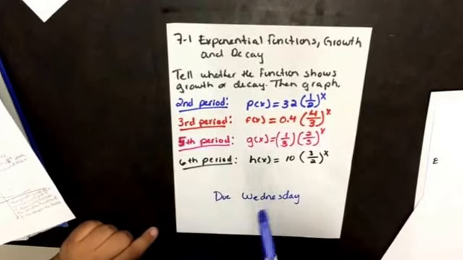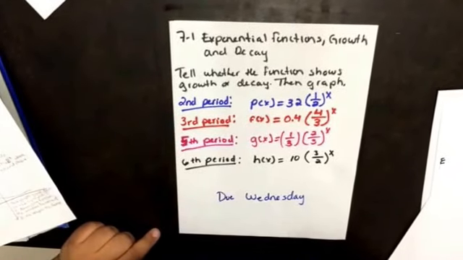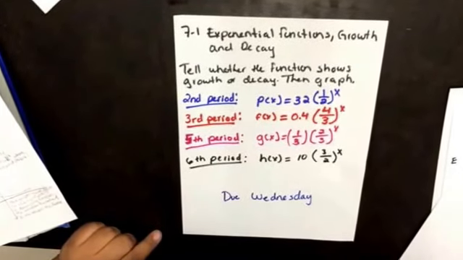And for sixth period, do h of x equals 10 times 3 over 2 to the x. Once again, it's due on Wednesday at the beginning of class.